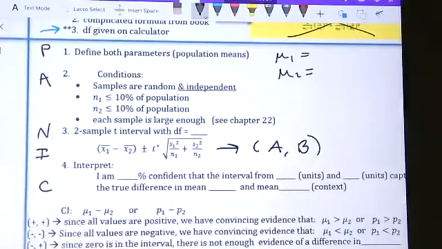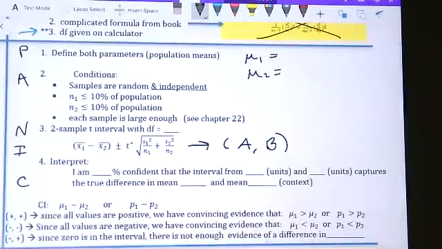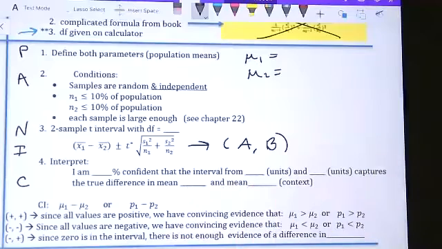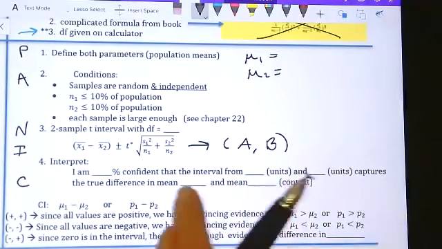And then the last thing is you need to interpret your interval in context. So something like, I am 95% confident that the interval from A feet to B feet captures the true difference in mean height between women and mean height of men, or whatever it happens to be. So right here is where you would put your context.